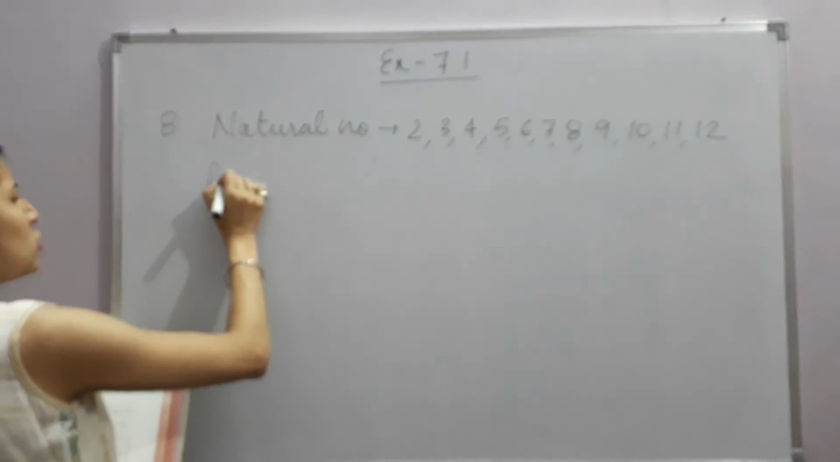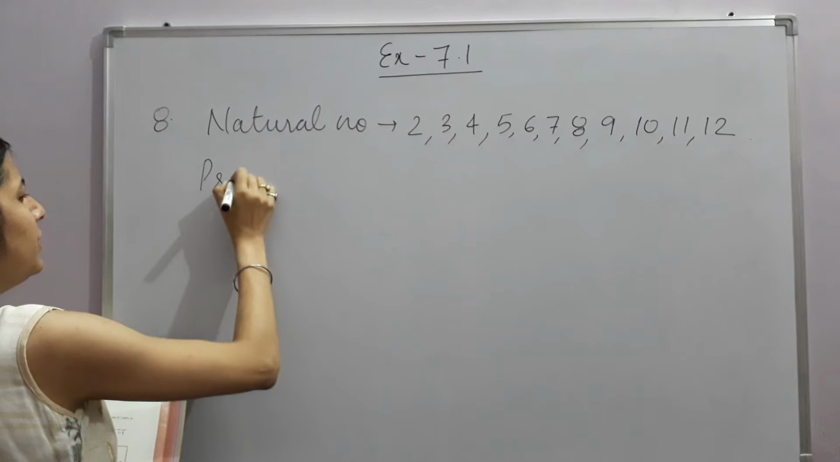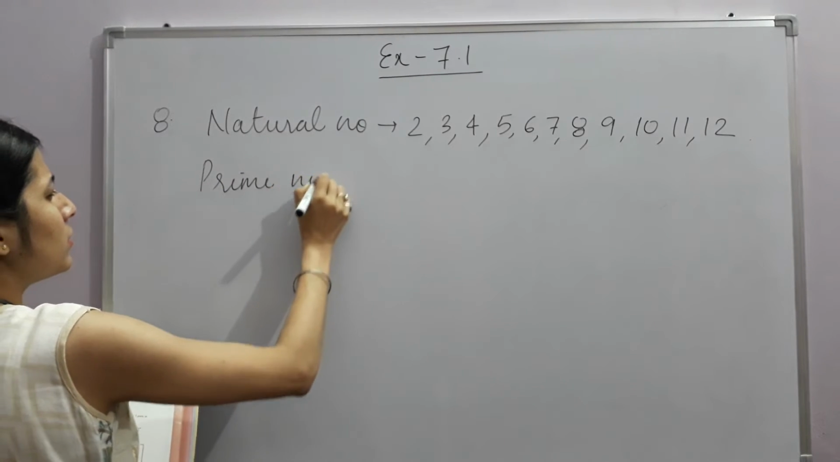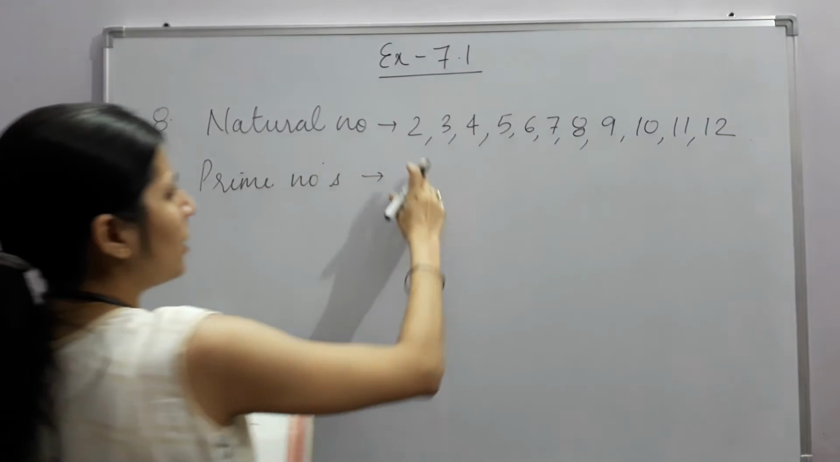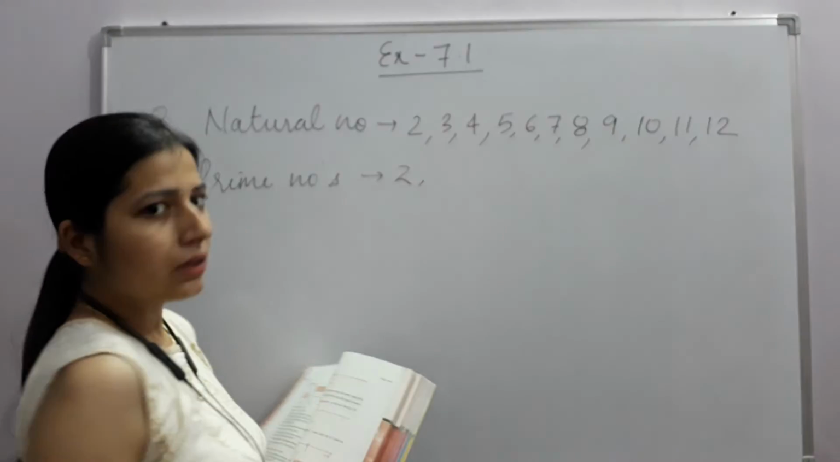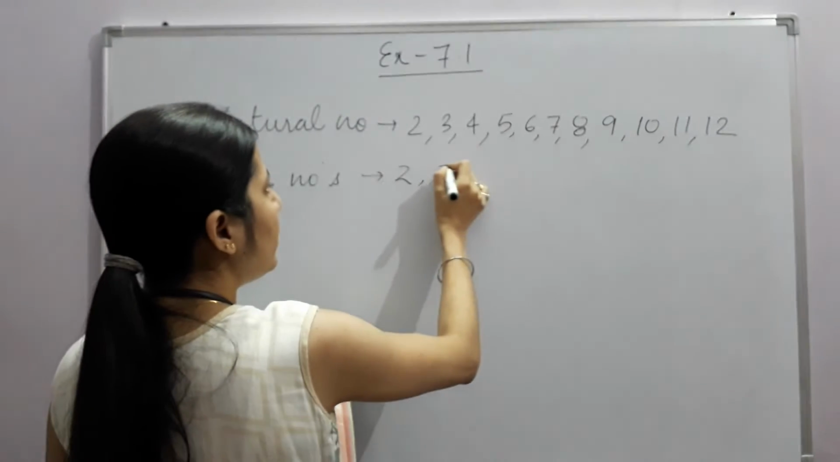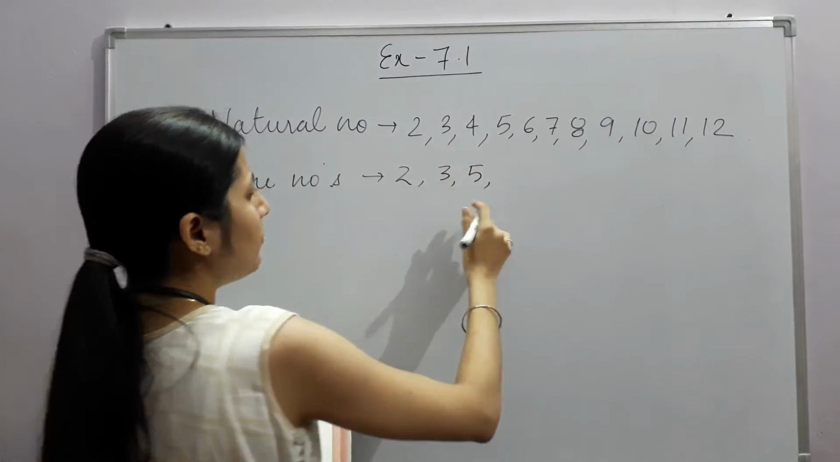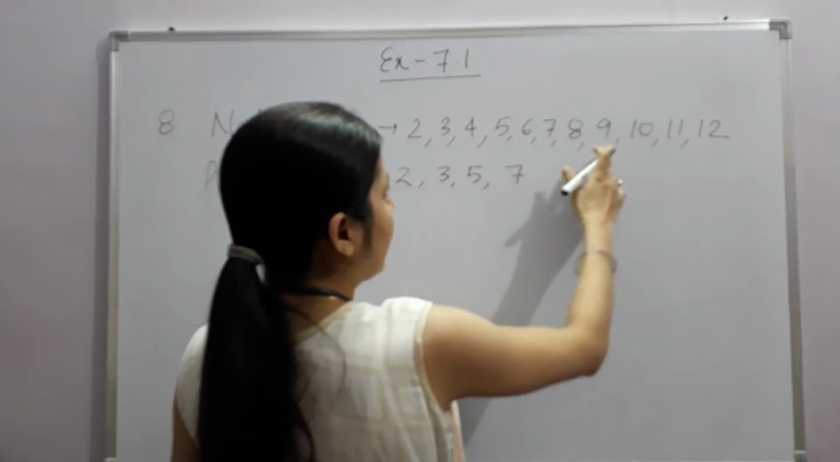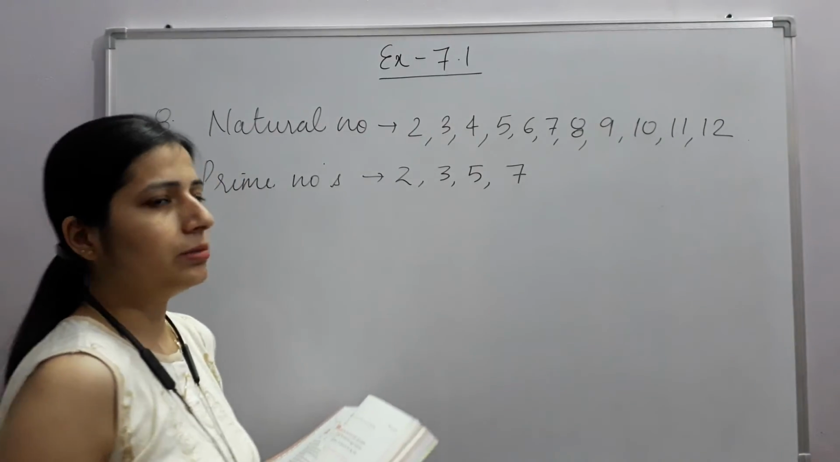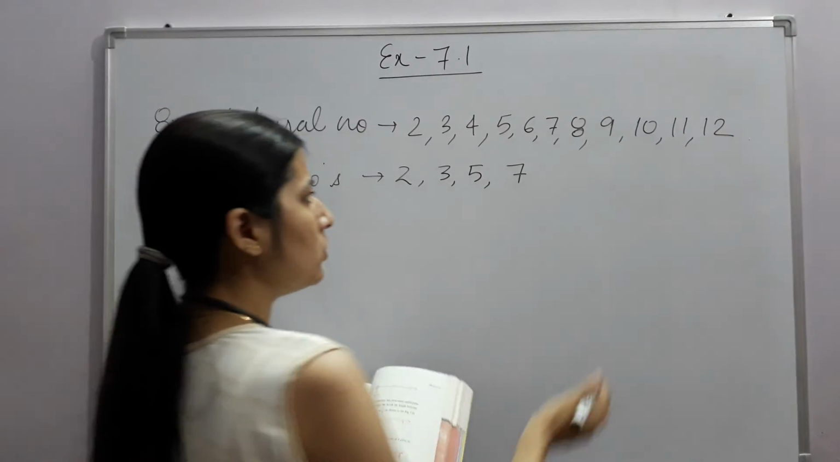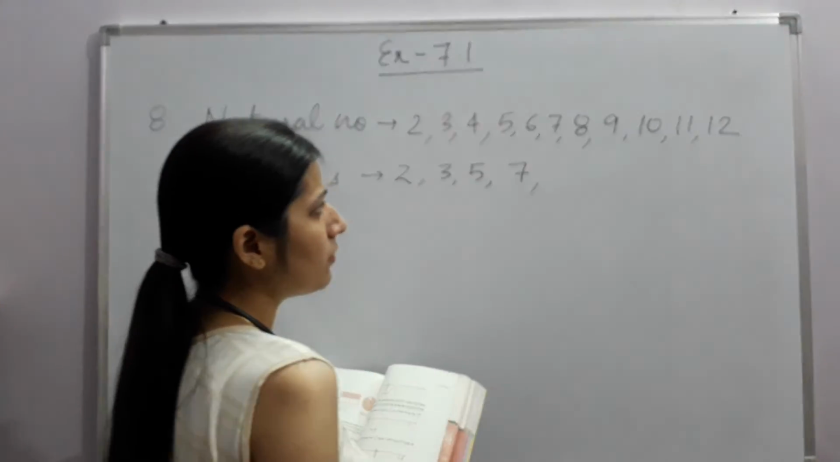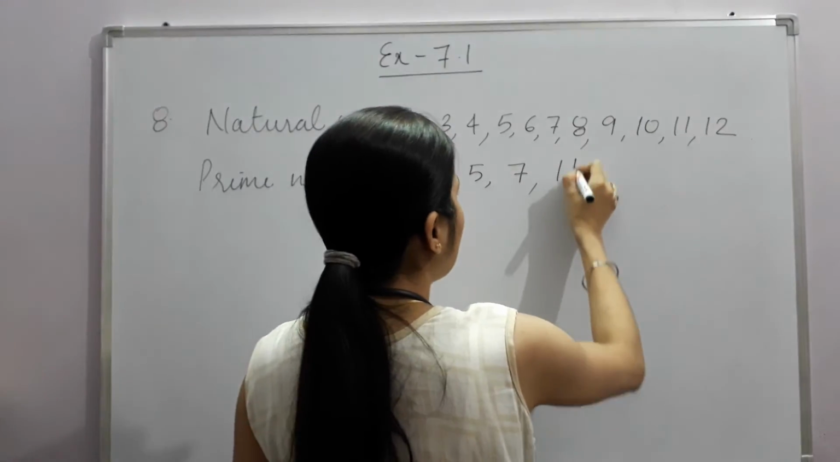What fraction of them are prime numbers? So let us sort out the prime numbers from these natural numbers. Prime numbers are: 2 is an even prime number, so this is also a prime number, then 3, then 5, then 7. 9 is not a prime number because 9 comes in the table of 3 also. A prime number has only 2 factors, we've already studied this, and 11 is a prime number.